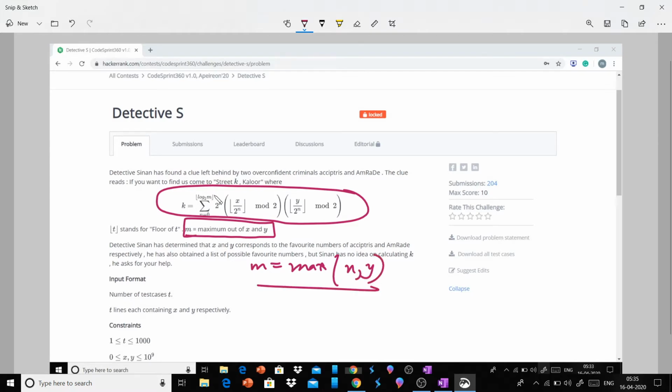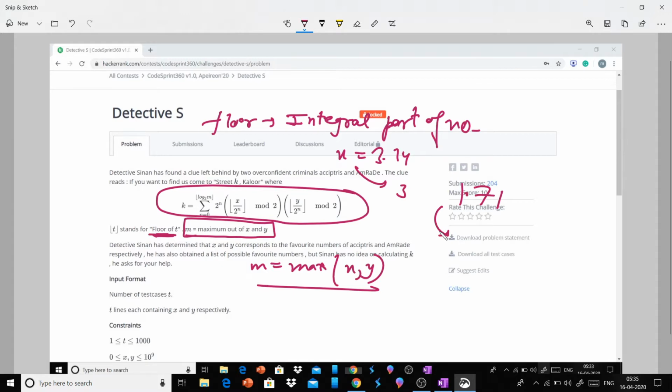And the next important thing to discuss is floor, right? Floor means nothing but the integral part of a number. Suppose x is equal to 3.1, so the floor is 3, right? Similarly, for 1.71, the floor of the number is 1.